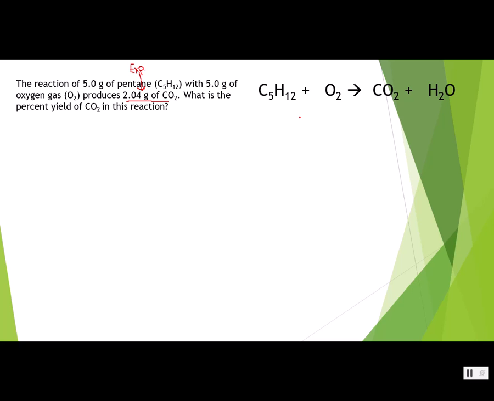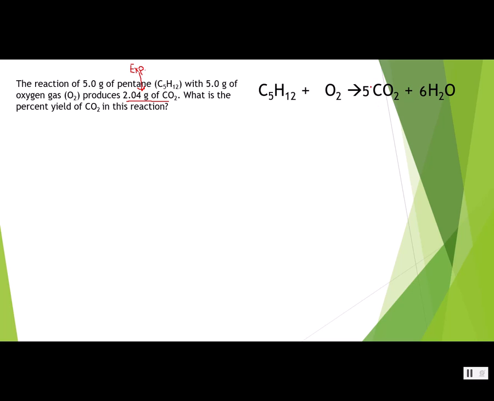Before I do anything, what do I need to do? Yes, I need to balance this chemical equation, because there's a lot of things that aren't balanced. If you want to use the chart method for balancing it, you can. I'm just going to talk through it. I see that I've got 5 carbons on the left side, so I'm going to need 5 carbons on the right. I have 12 hydrogens here. The only way to get 12 hydrogens on the right is to put a 6 there.